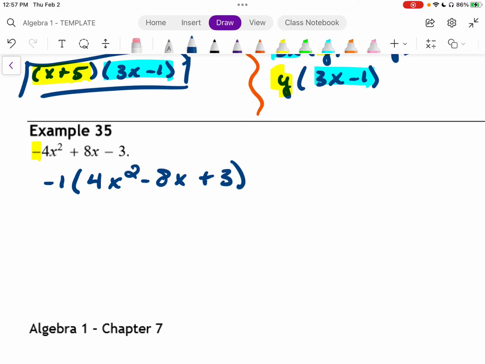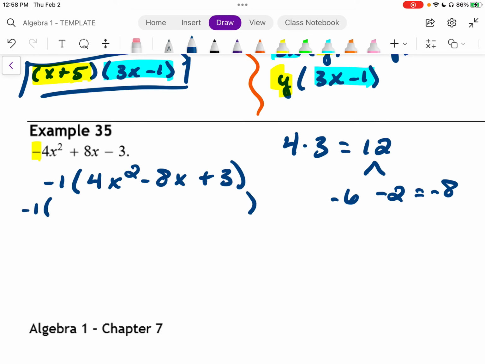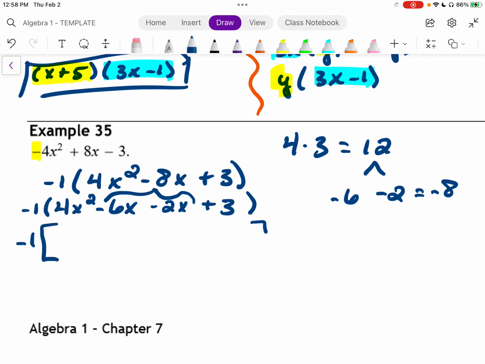Now we approach the problem in the same way we've been doing. We take 4 times 3, that gives us 12. We want two numbers that multiply to be positive 12 and add up to be negative 8. That's going to be negative 6 and negative 2, right? That adds up to be negative 8. So this is the negative 1 still hanging out front. Then we'll have 4x squared minus 6x minus 2x plus 3. Right, these guys add up to be the negative 8x. And then we're going to have our negative 1, and I'm going to change these parentheses to brackets just so that it's easier to see what's happening here.